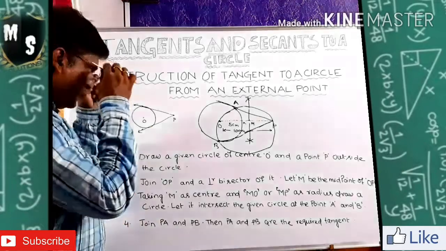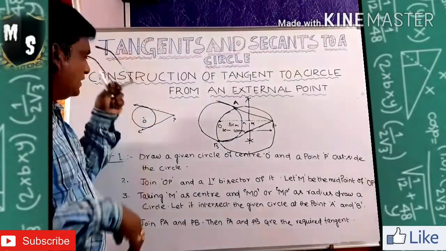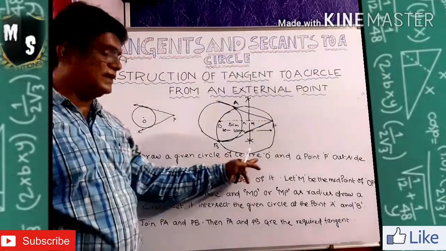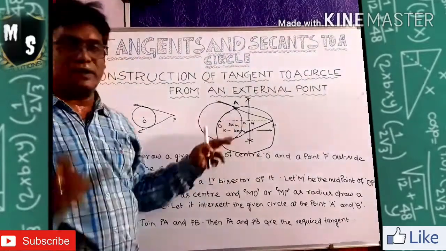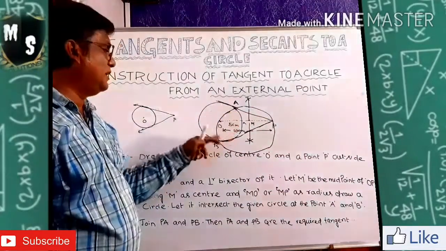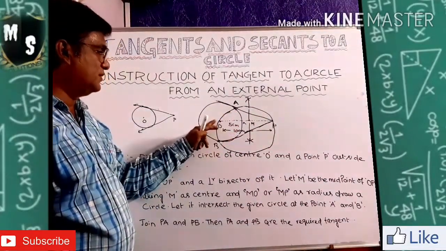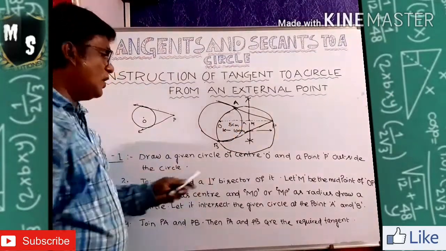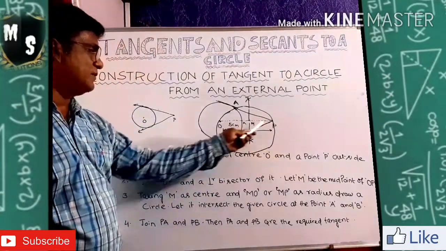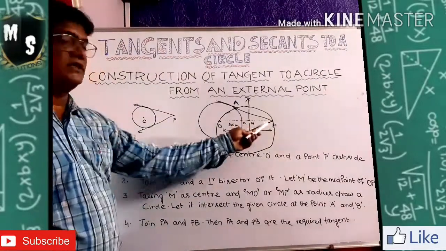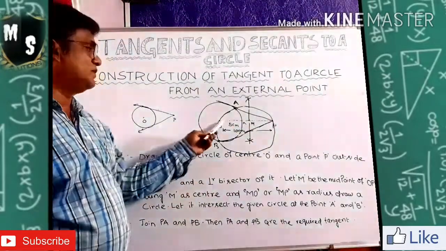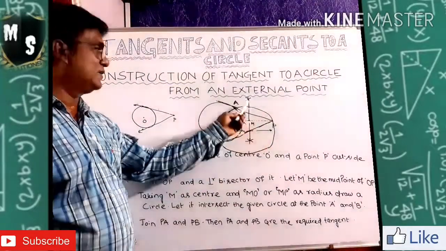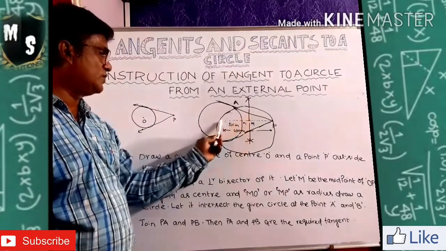Again I am saying to you, it is the external point. Draw a given circle of desired center. Then I took the radius 5 cm and drew a circle and named the center O, and where it is touching there is X. Then I took the outside point P. P is the outside point. So the O to P distance will be given in the question. You see from the center how much distance the P point is. Take that much and join OP and take the perpendicular bisector of this OP line.